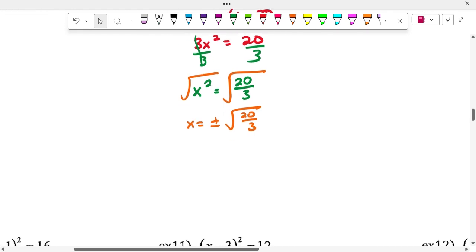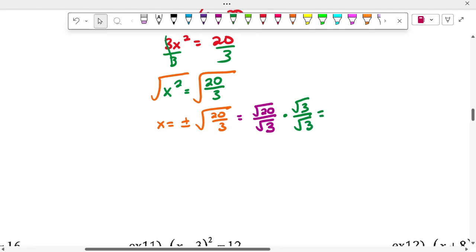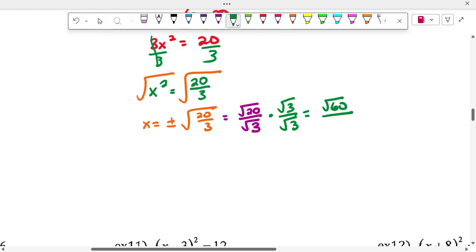How do I simplify? Not yet. Right. You can't start multiplying square roots of stuff until you break it apart. Now we can rationalize by multiplying the square root of 3 over the square root of 3 to it. So what's the square root of 20 times the square root of 3? What is square root of 3 times square root of 3? Square root of 9 or just 3. Either way.